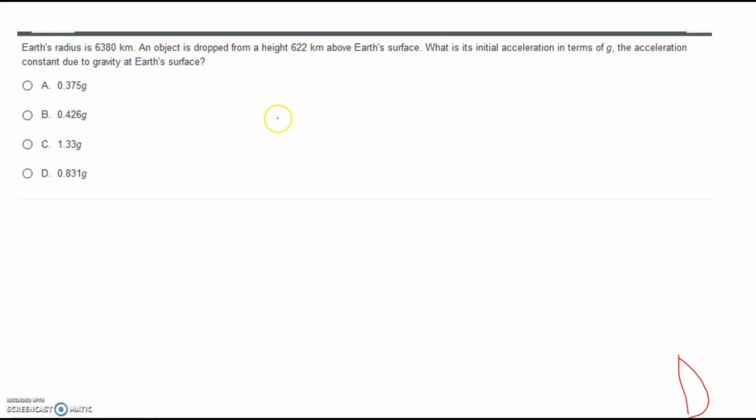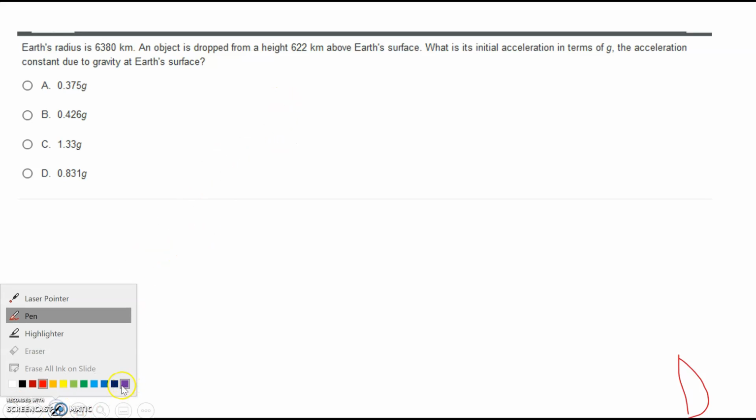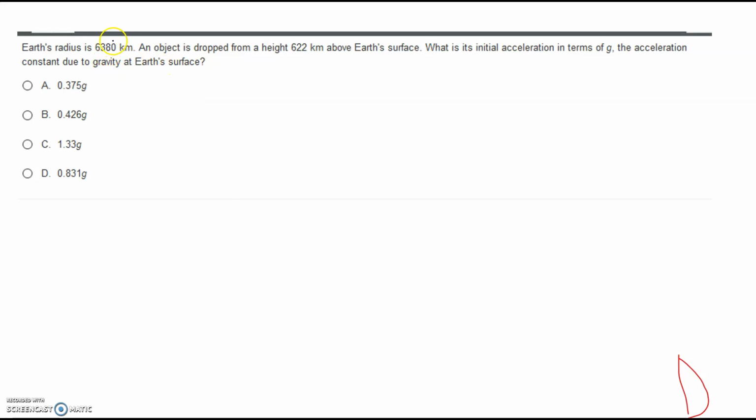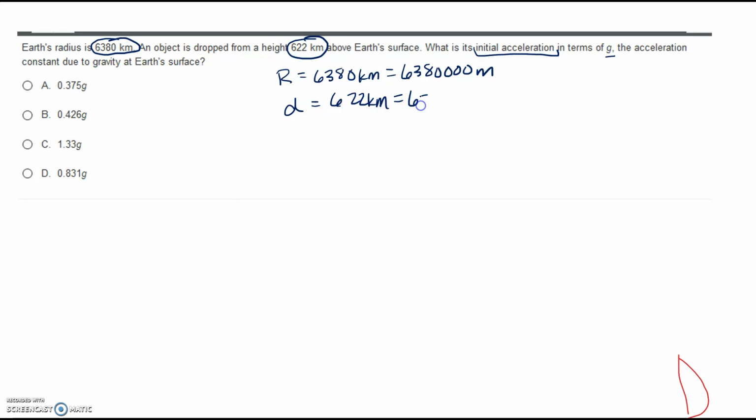Okay. Let me change colors. It says Earth's radius is this. An object is dropped from a height this above the Earth's surface. What is the initial acceleration in terms of g? Okay, so this is kilometers. So I have to convert it to meters. And then I have my distance, which I also have to convert to meters.